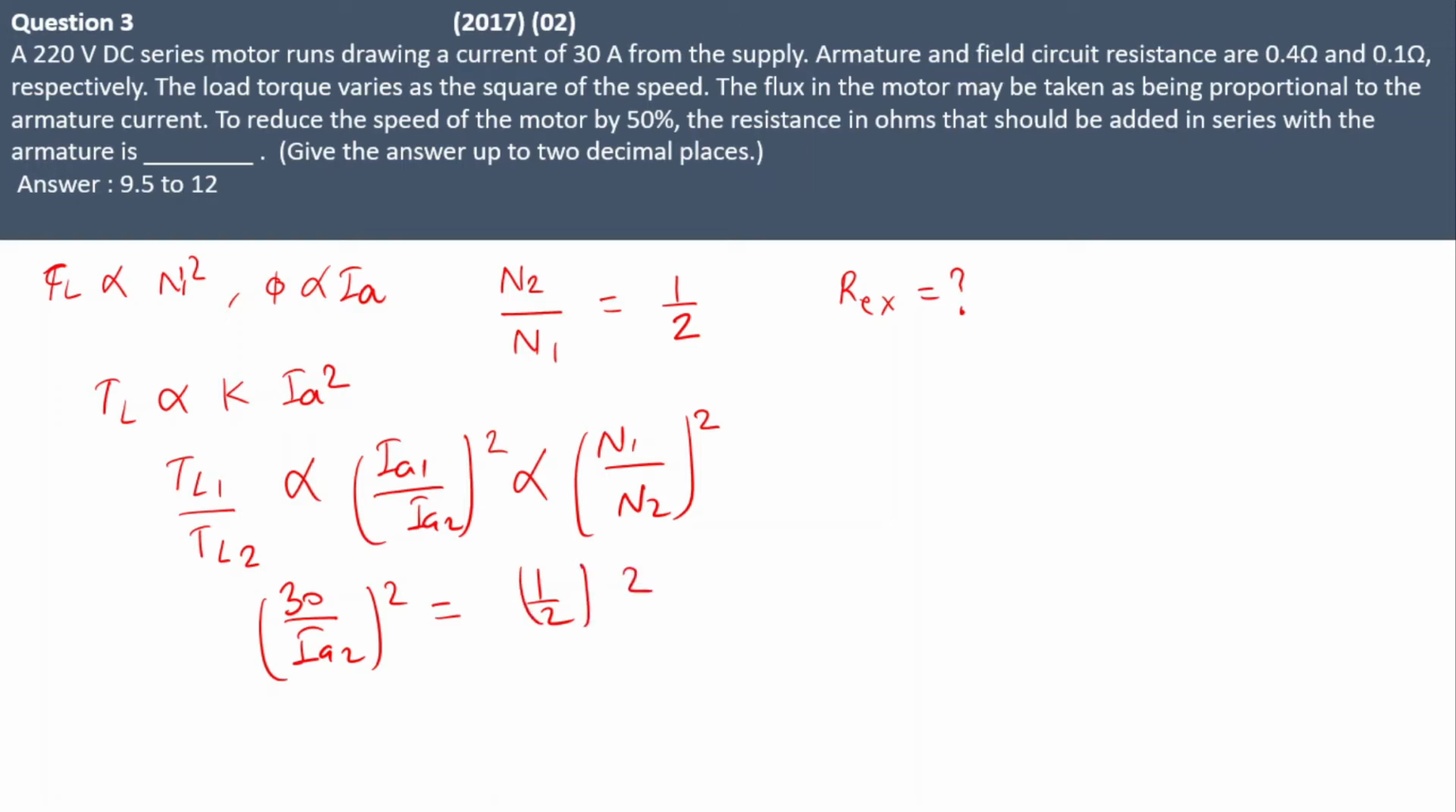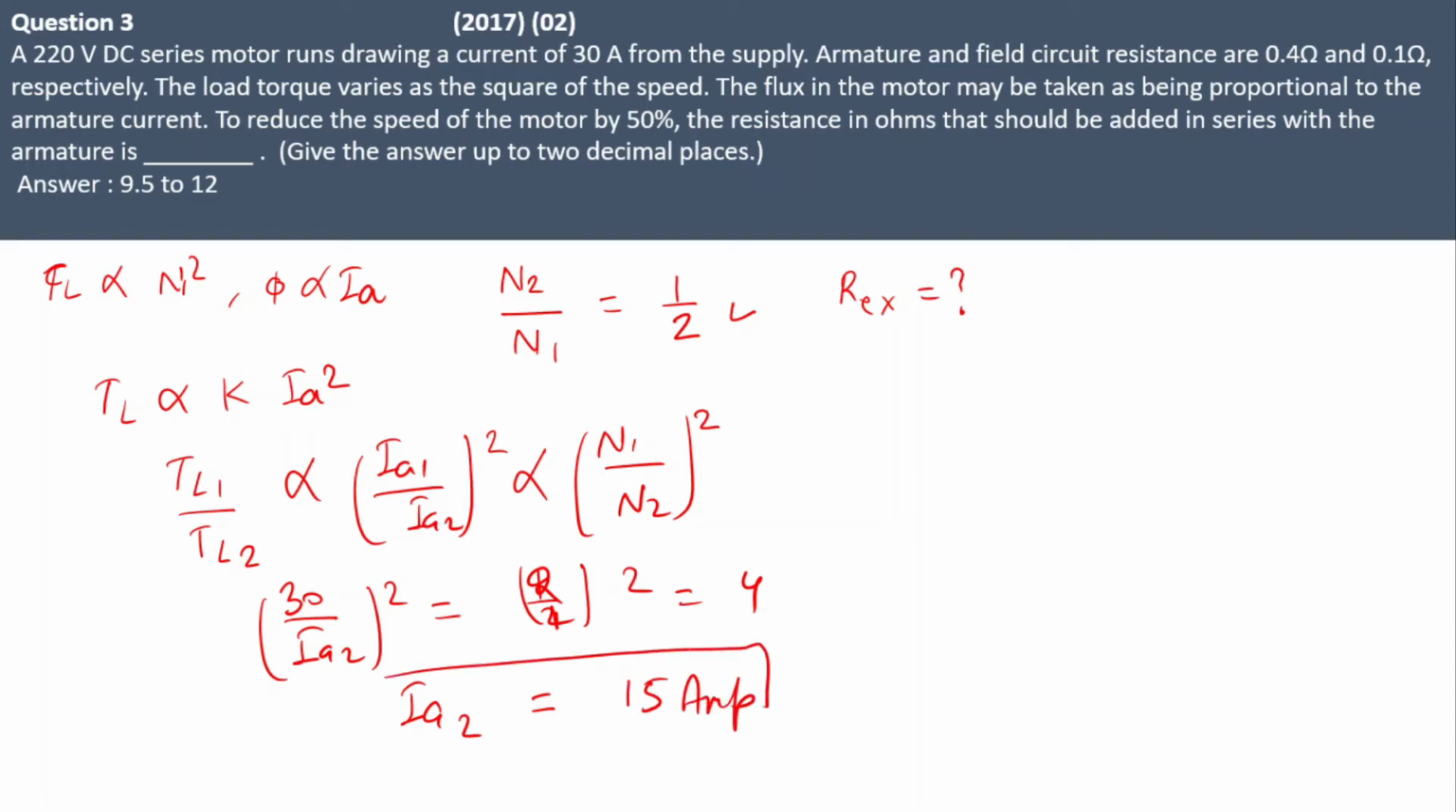Sorry, this N2 is 50% of N1. So this is N1 by N2, so N1 by N2 is 2, basically 2 by 1. So you will get here 4, and IA2 will be, how much? 15 amps you will get.